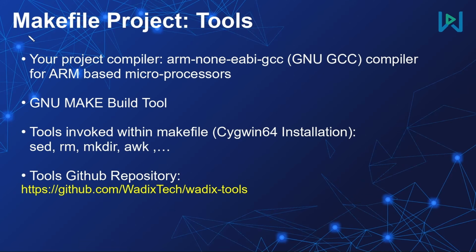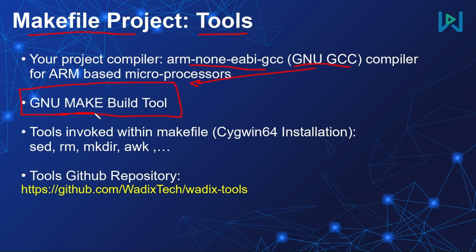Now, for our first Makefile project, we're gonna need certain prerequisites to be able to build this project. In terms of tooling, we'll need first of all the ARM non-EABI GCC, which is the GNU GCC compiler from ARM, and this is dedicated for the ARM Cortex-M microprocessors. So our project will be targeting an ARM Cortex-M3 based platform. The second prerequisite will be, of course, the GNU Make build tool itself.